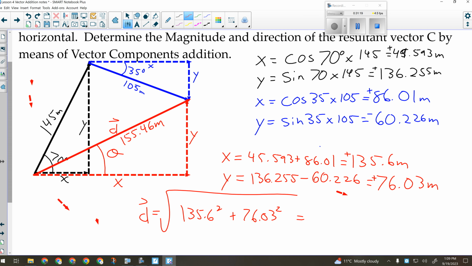Okay, what's left? What else do I have to find? I gotta find the angle, because displacement's a vector quantity. I need magnitude and direction. So I'm looking for theta. Theta is my direction. I know all three sides of the triangle. How do I go about finding that angle?